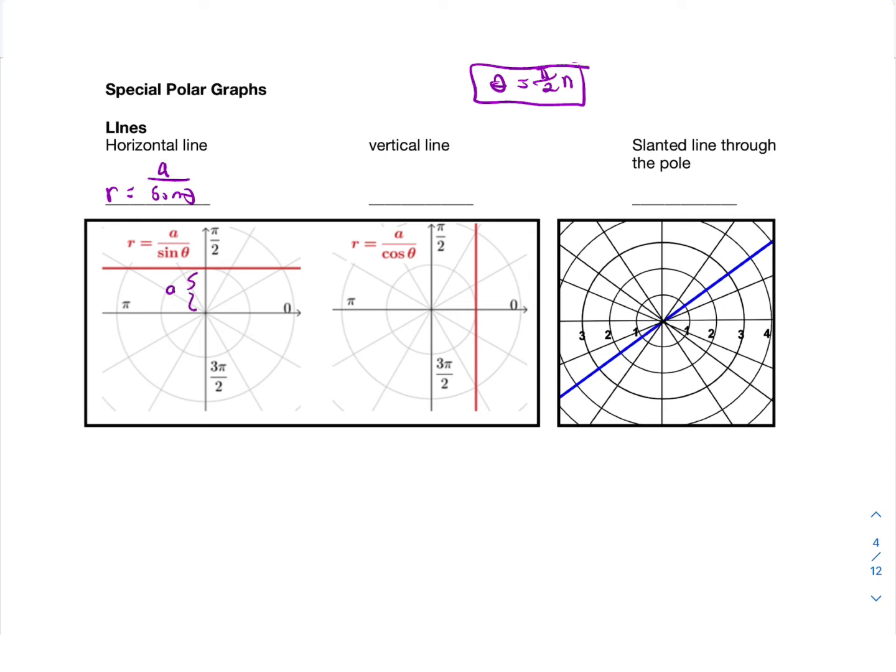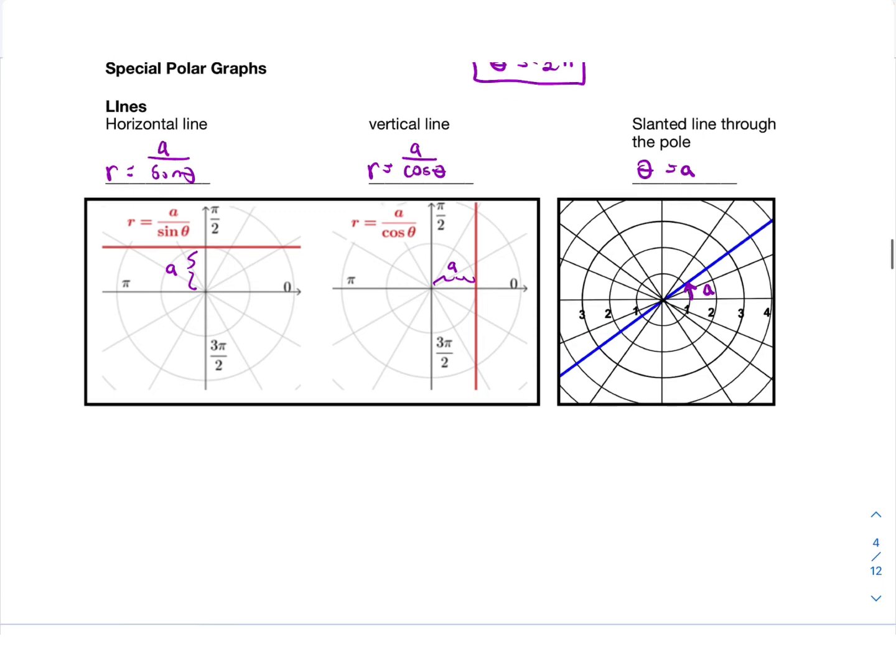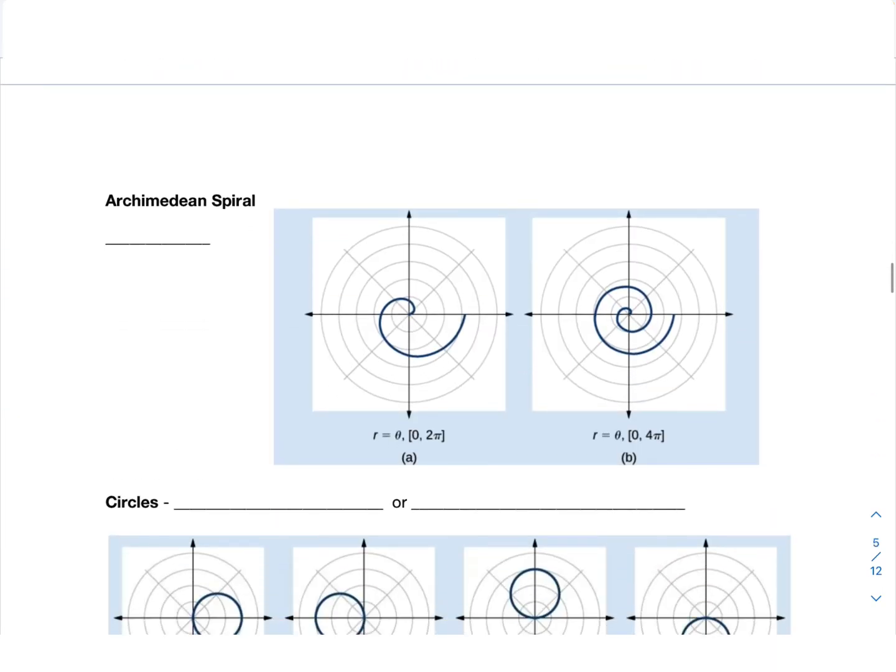Okay, the distance from the pole to the horizontal line will always be a. Vertical lines are r equals a divided by cosine of theta. That'll be a graph of a vertical line, and the distance from the pole to the line is a. For a slanted line, it's just going to be theta equals some value, a number a, where a is that angle in standard position.